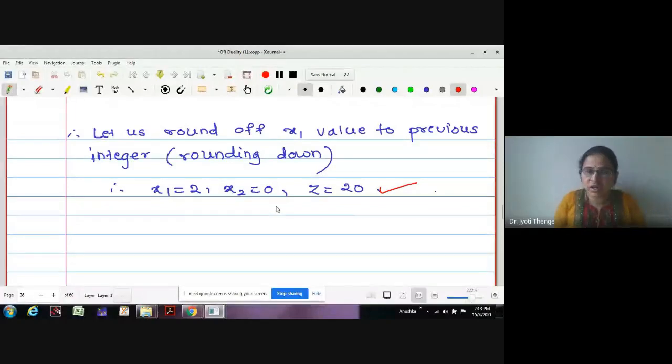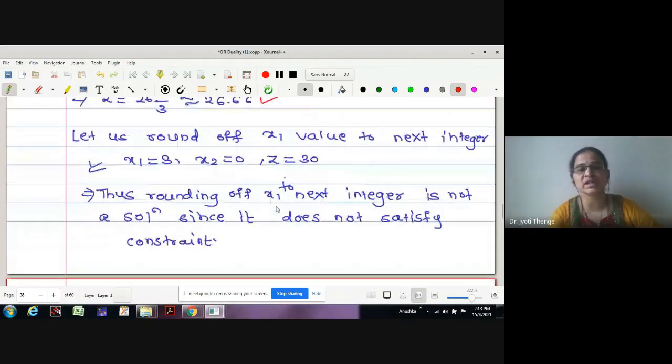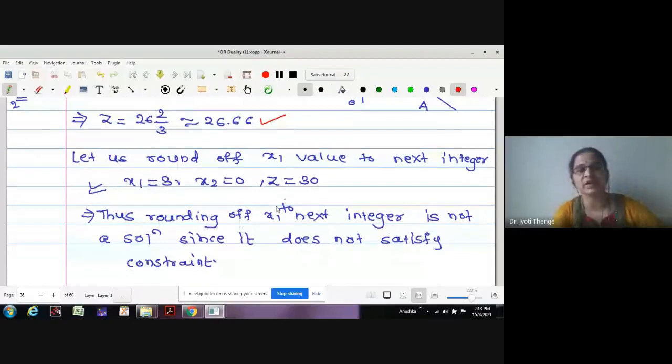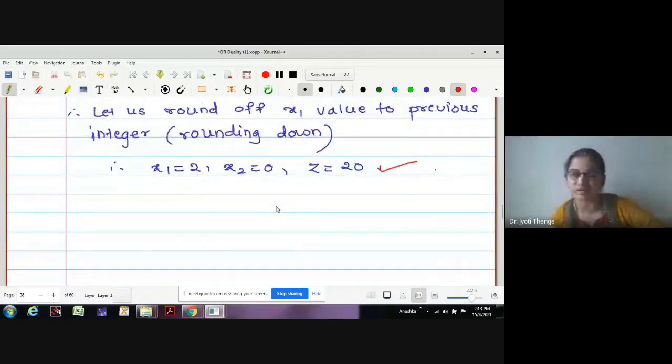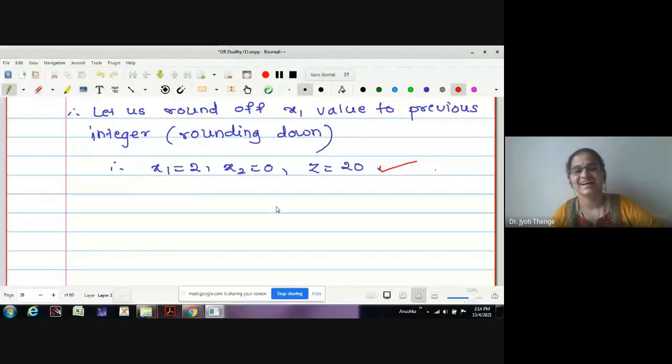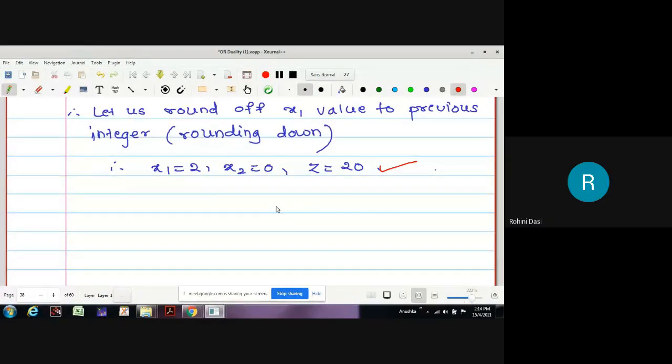Suppose this objective function gives us the profit in your business, in crores. Therefore, the first solution gives me a profit of 26.66 crores. Now, rounding the value to the previous integer gives me a profit of 20 crores. Will the solution be acceptable? A loss of 6.66 crores. Will anyone take this risk of losing the profit of 6.66 crores? No, obviously not, right?